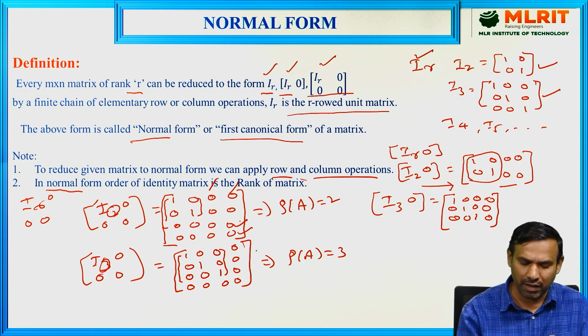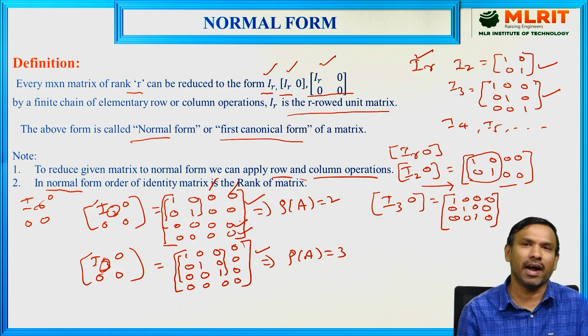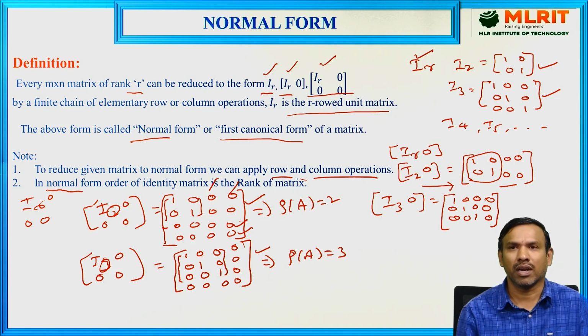Whereas the remaining ones are normal forms, but they are not identity matrices. So every identity matrix is a normal form, but the converse is not true. Every normal form is not an identity matrix. So what are the key points to be remembered?